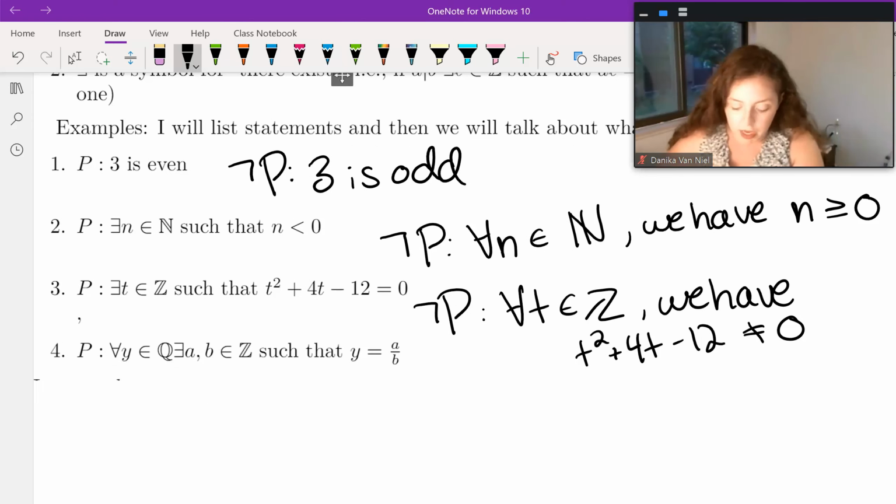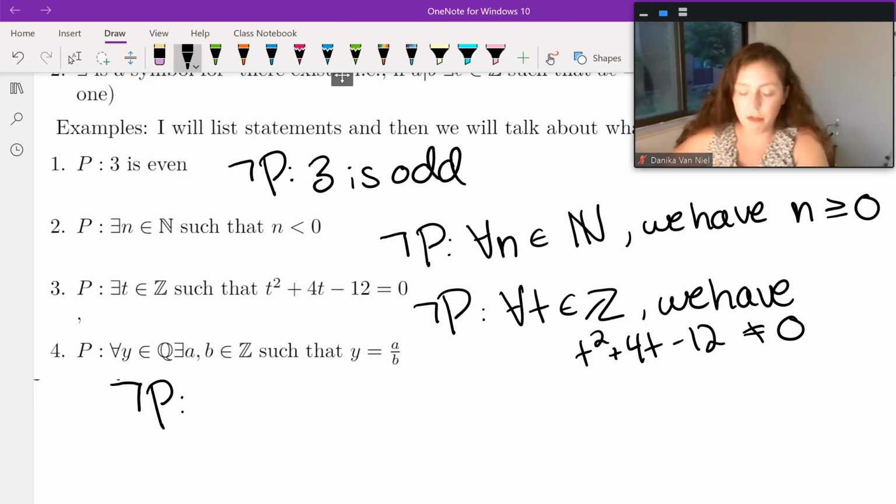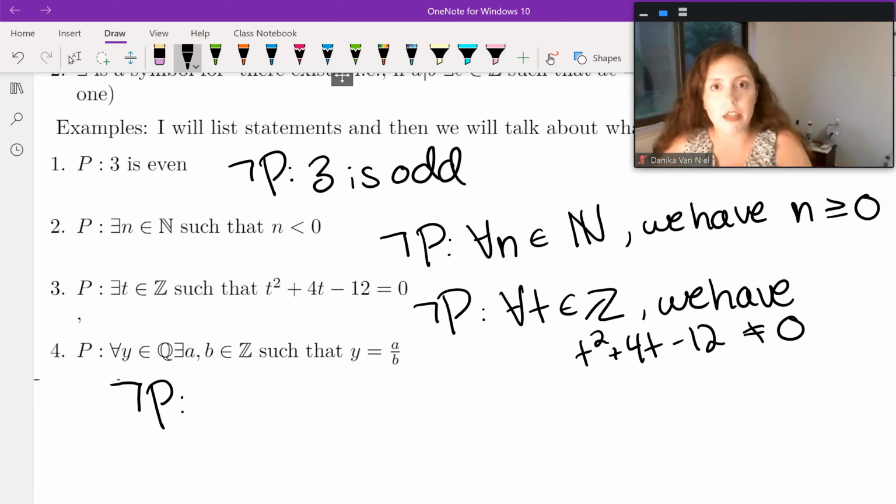All right, so here P: for all y in the rationals, there exists an a and b in the integers such that y equals a over b. Okay, so the negation of this, so before we said the negation of there exists is for all, right? Because if we want to say that there doesn't exist something, then we want to talk about everything, right? Because if you talked about all the integers except for 1, well, maybe 1 is that thing that exists. Maybe that's the one that makes the magic happen, right? So you want to talk about all of them.